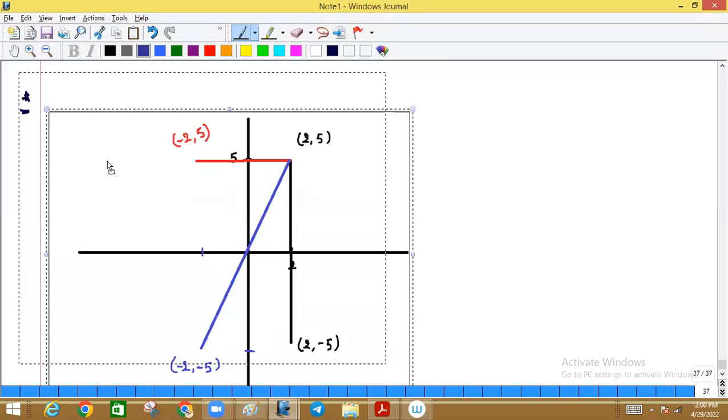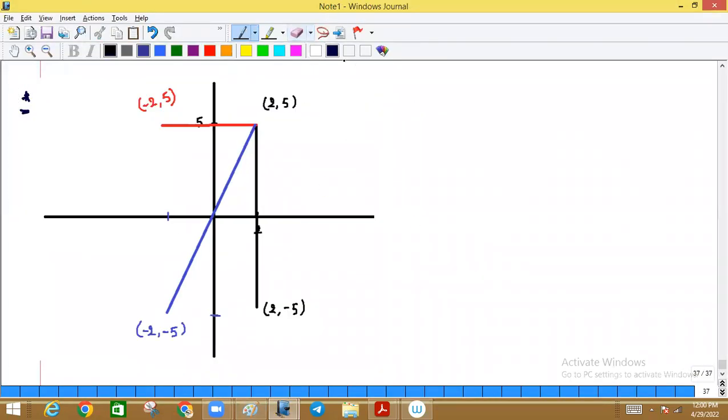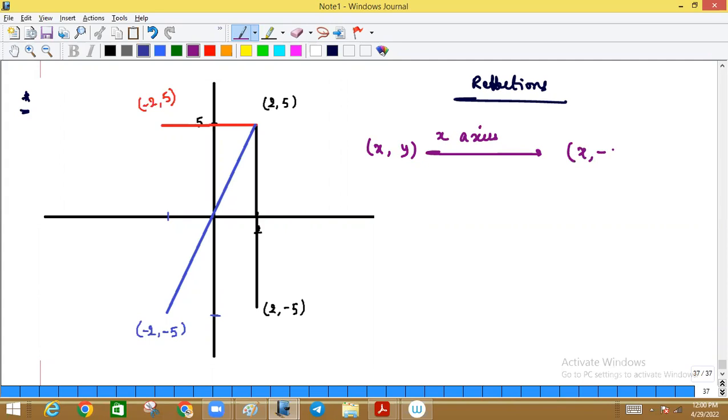If I take this, put the heading as reflections. If I take a point (x, y), tell me, with respect to the x-axis it becomes x comma what? (x, -y). Here x and y are not positive, x and y are variables. X can be positive or negative, doesn't matter, right?